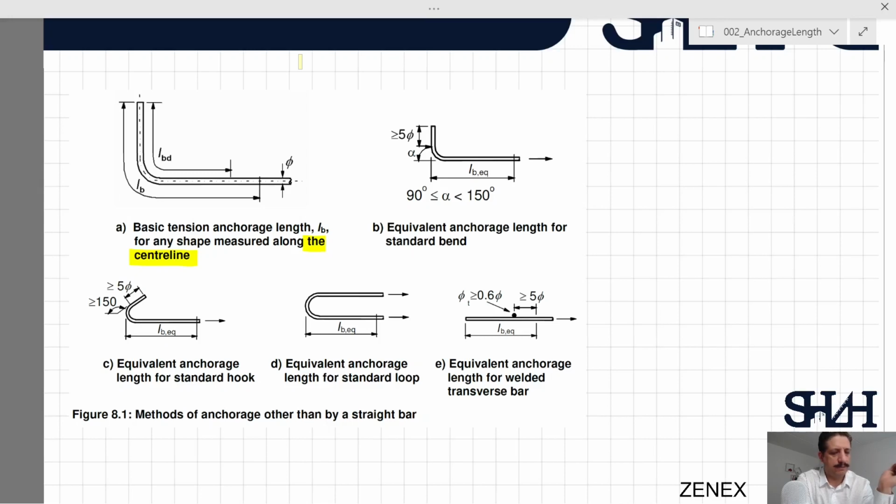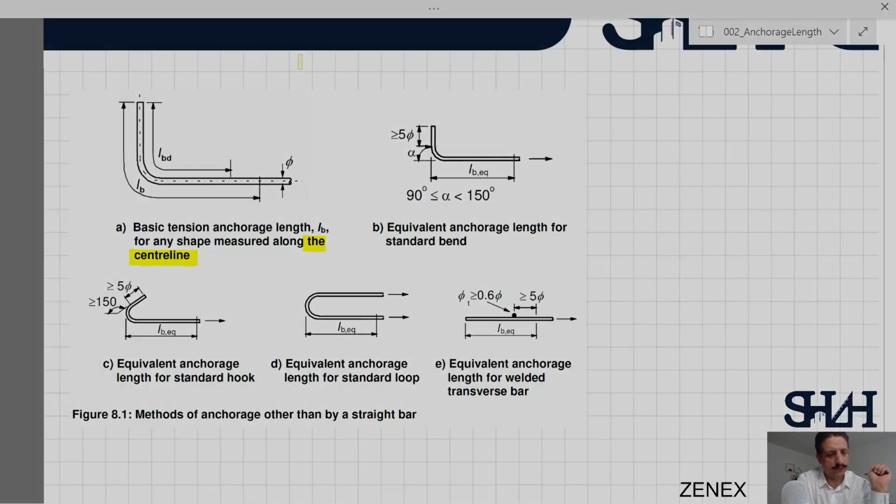If you have more than 90 degree or more than 150 degree, then the equivalent anchorage length is shown in point C, and you need to have again 5 phi. And also in point D, when we have the U shape reinforcement anchored from the point that you have the maximum tension or stress. And part E is for the equivalent anchorage length for welded transverse bars.